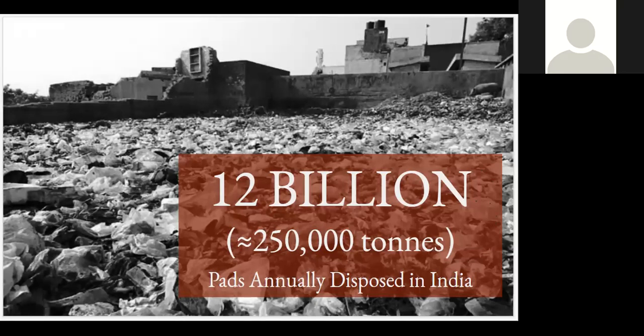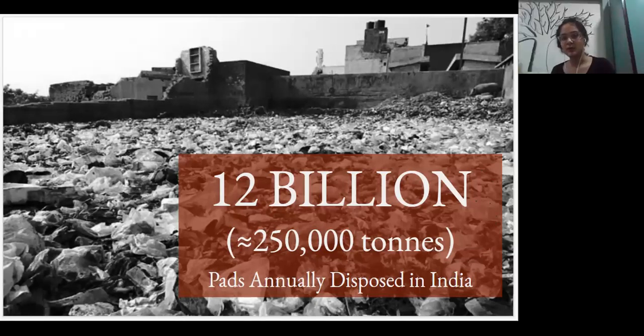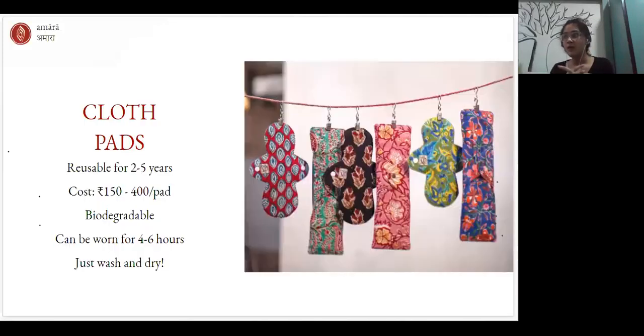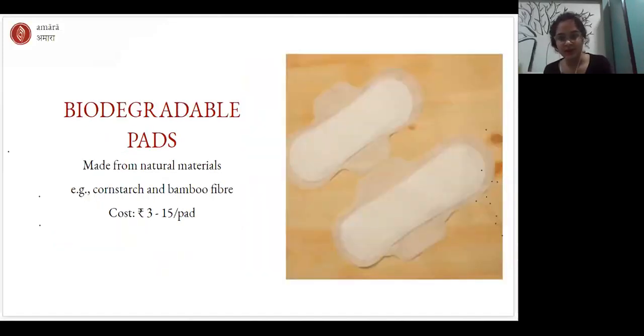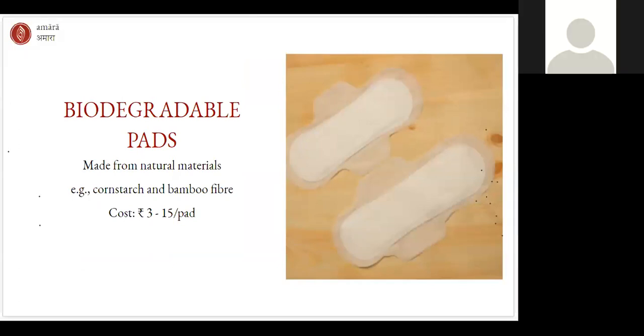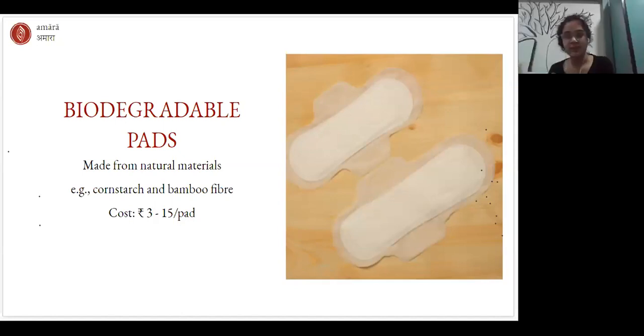Thank you. So now moving on to the sustainable options. Now these are better for all the three things that we talked about right now. So this includes our bodies, the environment, and the workers who have to deal with menstrual waste. So the first thing I'll talk about is biodegradable pads, because they're the closest to what we are currently using.